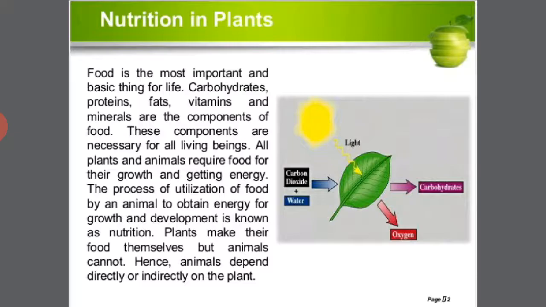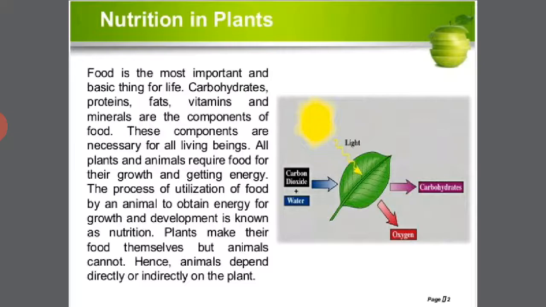Okay, then plants make their food themselves, but animals cannot. Hence, animals depend directly or indirectly on plants. So basically, plants are the ones who prepare their food by themselves.